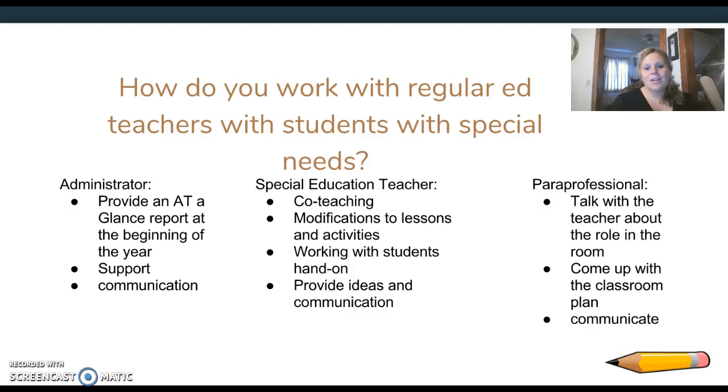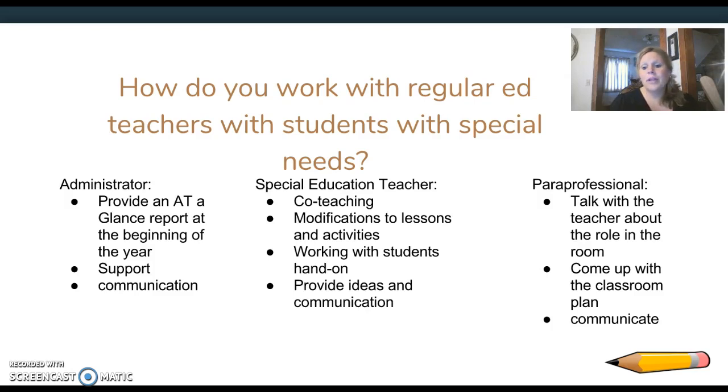How do they work with regular education teachers in the special needs area? The administrator provides us with an at-a-glance report at the beginning of the year. Again, it's communication. It's being supportive. The special education teacher works on co-teaching and modifying lessons, trying to make sure that their paras or their support staff are hands-on with the kiddos and not just working for the teacher.